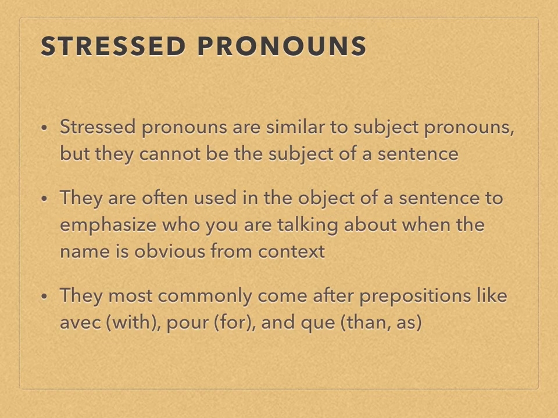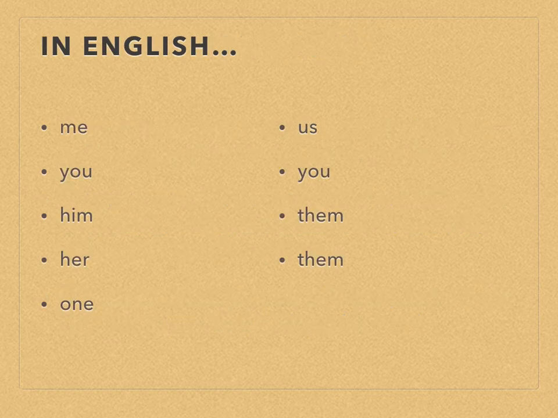So I know this seems really confusing, but if we look at English, we have almost the exact same stressed pronouns as French does. The only difference is the two thems. So we have I became me, you is still you, he becomes him, she becomes her, one is the same, we becomes us, you is still the same, and they becomes them.